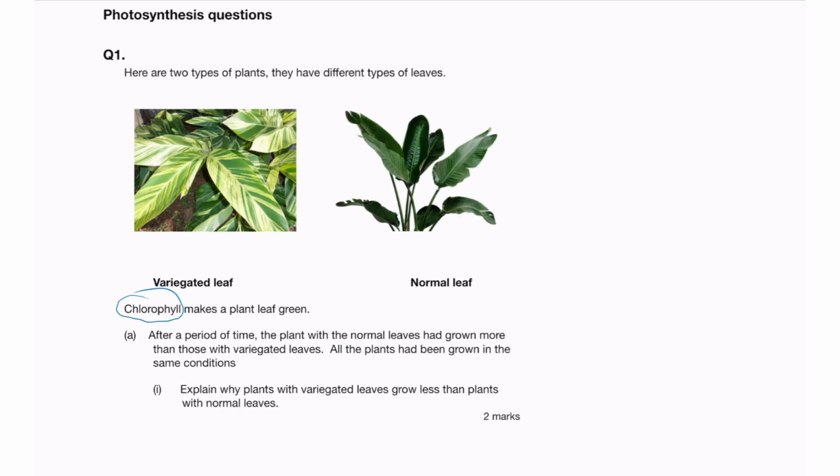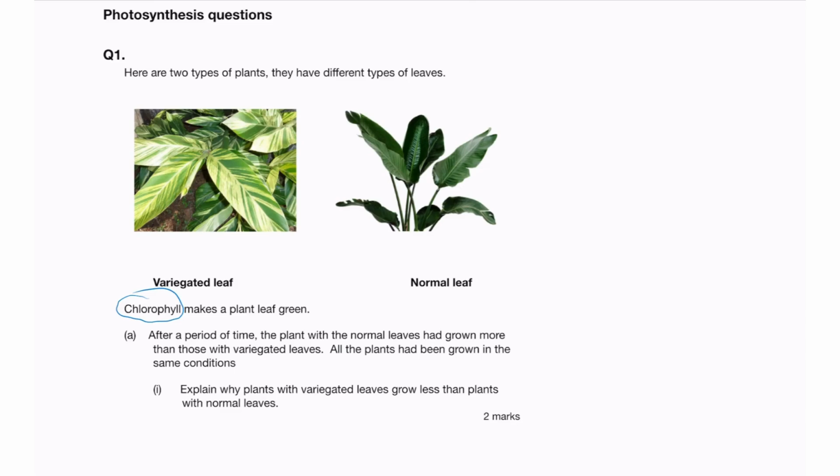Okay, and then it goes on to say, after a period of time, the plant with the normal leaves had grown more than those with the variegated leaves. All the plants have been grown in the same conditions. So that's telling you that they've had the same amount of water, carbon dioxide, similar temperature, okay, same nutrients. Explain why the plants with the variegated leaves grow less than the plants with the normal leaves.